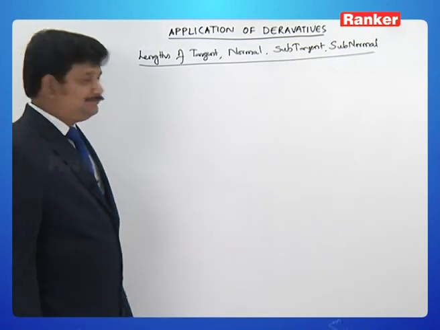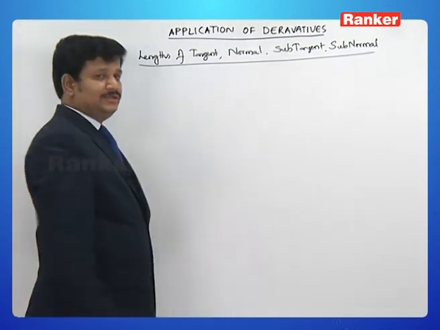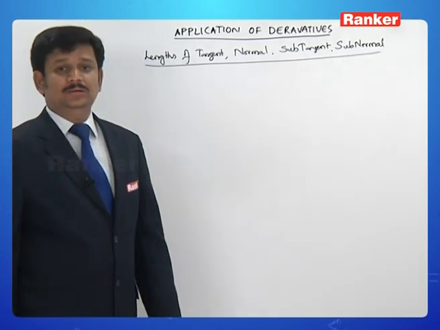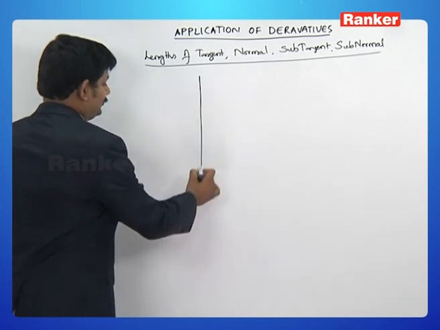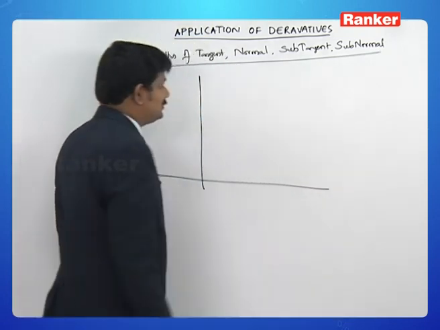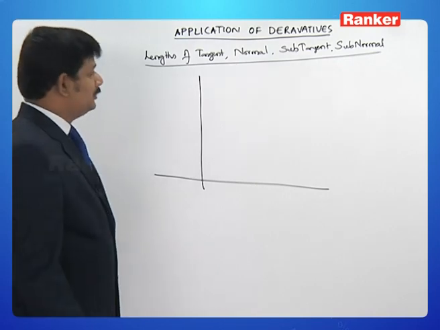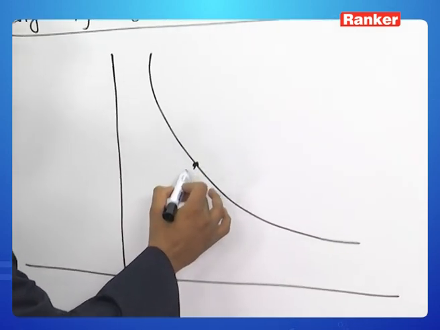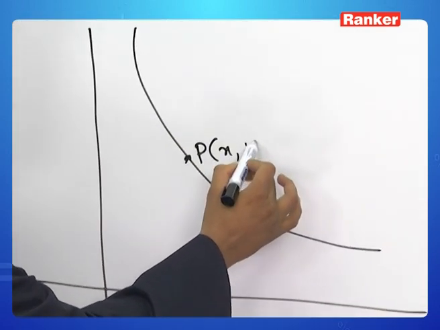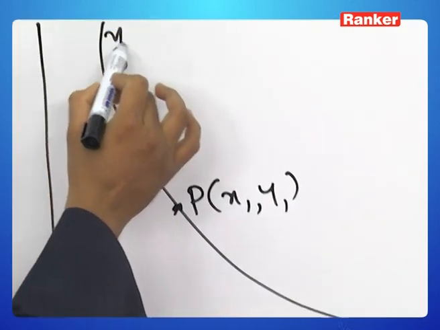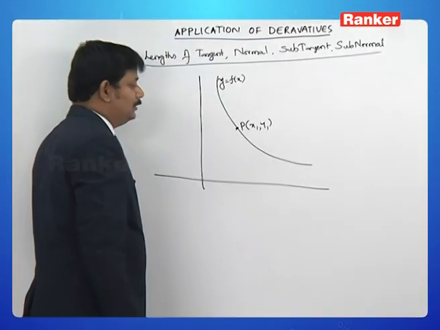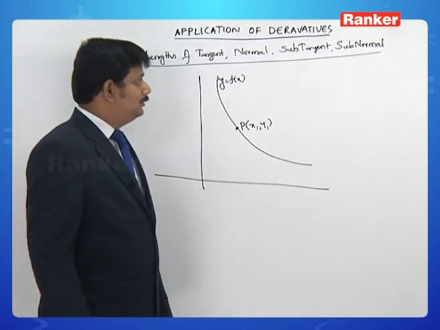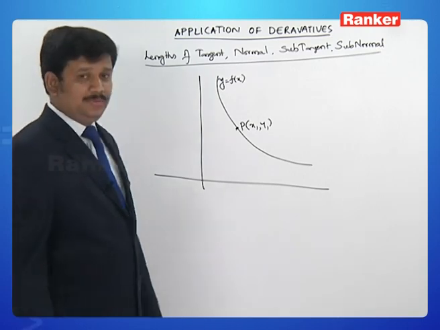Let us now see the concept of finding lengths of tangent, normal, subtangent and subnormal using application of derivatives. Before that, let us discuss what is the length of tangent, the length of normal, the length of subtangent and the length of subnormal. Take any curve. Let us say at a point P x1 comma y1 on the curve y is equal to f of x.